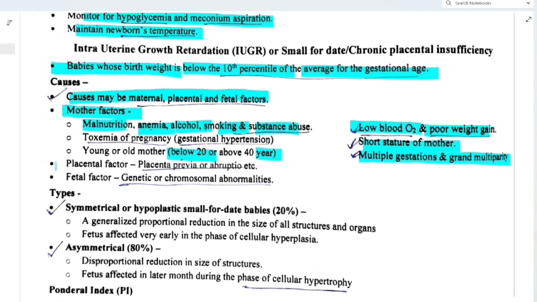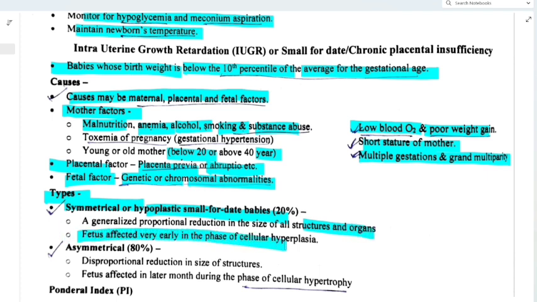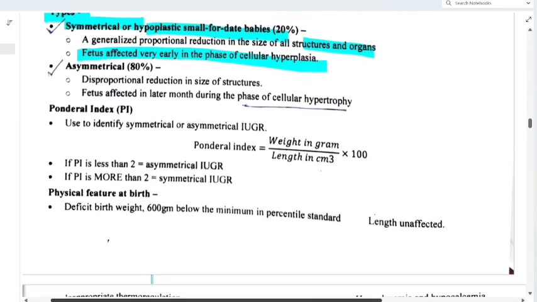Okay, now placental factor, what is it? See, placenta previa or abruptio, etc. Okay, fetal factor, that is genetic or chromosomal abnormalities. Then types, that is symmetrical or hypoplastic small for dates babies, that is 20%. A generalized proportional reduction in the size of all structures and organs. Then fetus affected very early in the phase of cellular hyperplasia. Then come to asymmetrical, that is 80%.